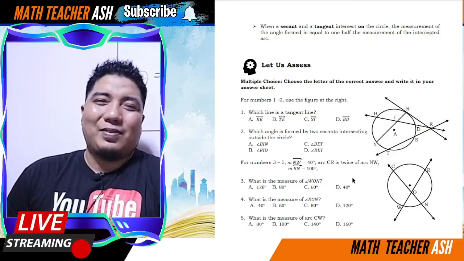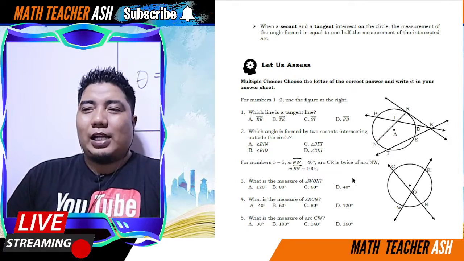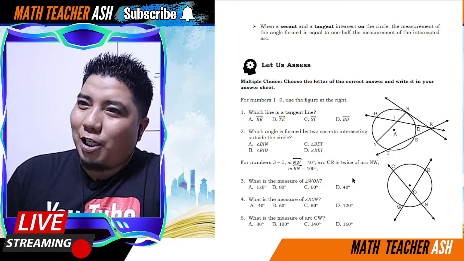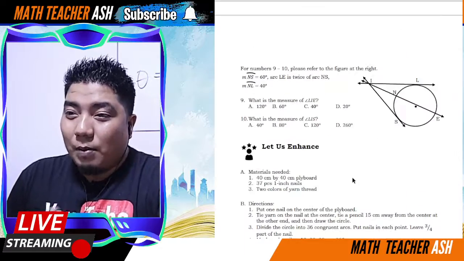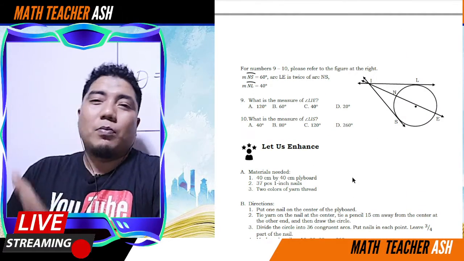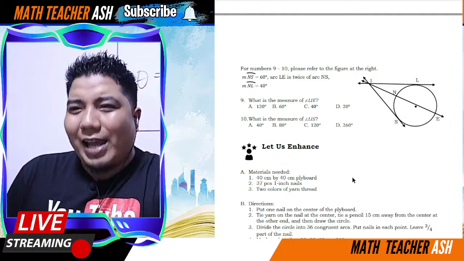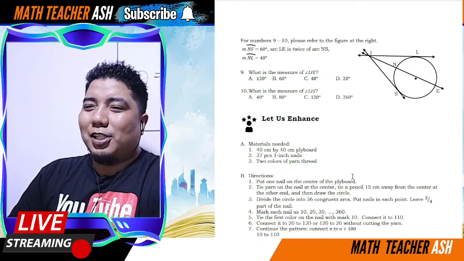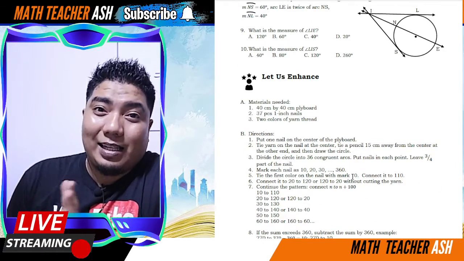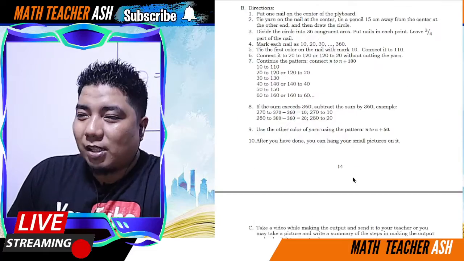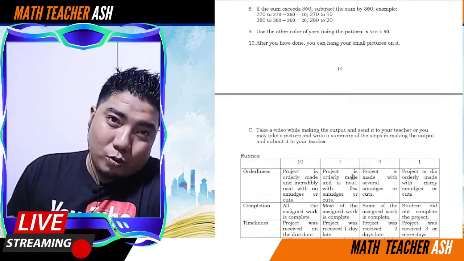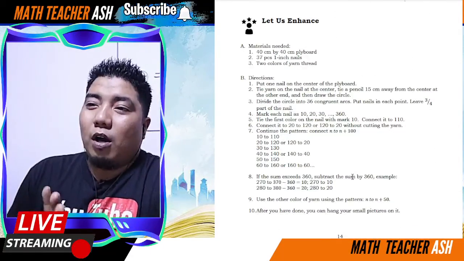Alright, and next of that is the assessment, the post-test for you to answer after you learn this module. And these are how many items? 10 items. So, ABCD lang po. I know, kayang-kaya nyo yan, my dear math learners. And next of that is the let us enhance. This is the performance task. So, of course, may rubrics yan na susundin. So, you just follow the instructions.